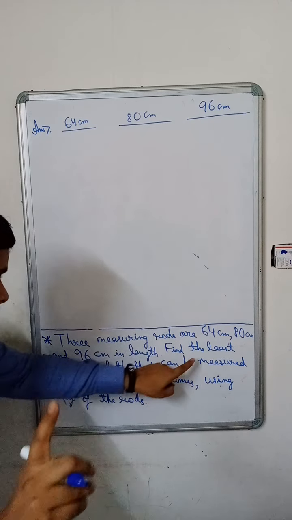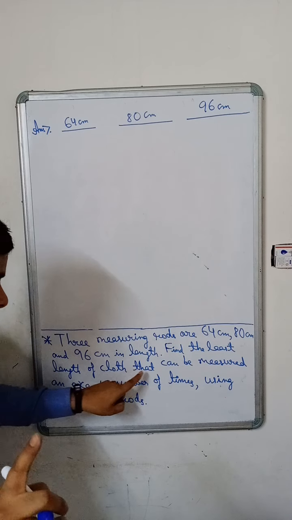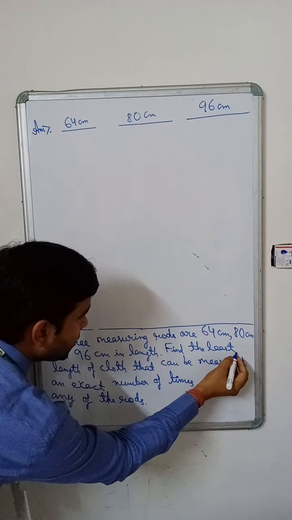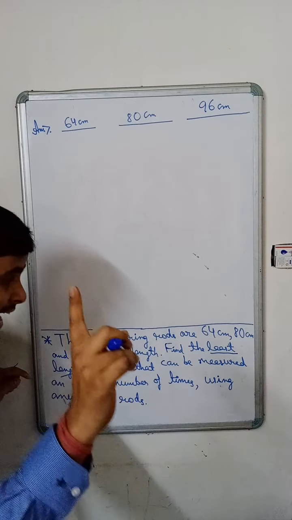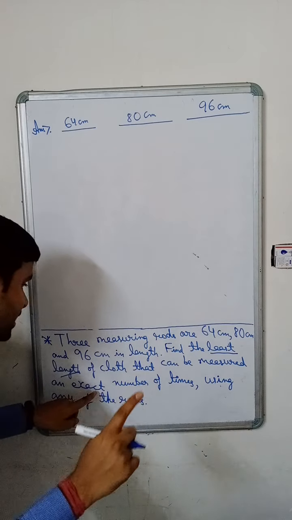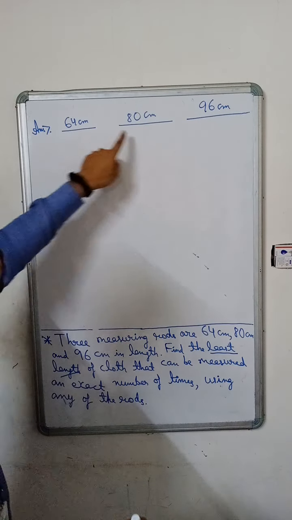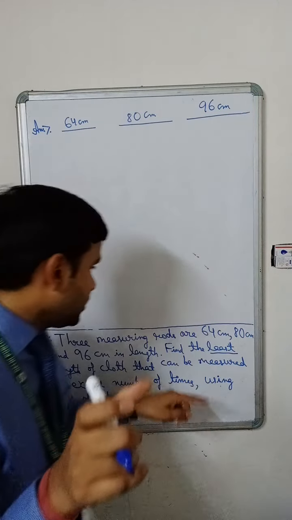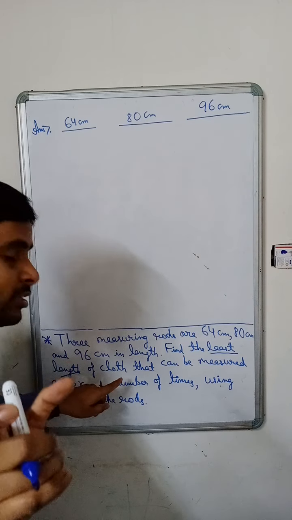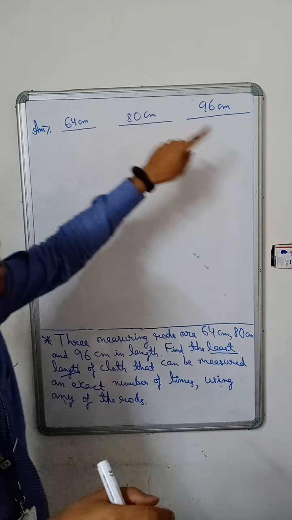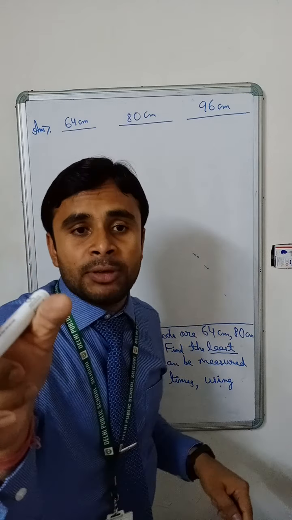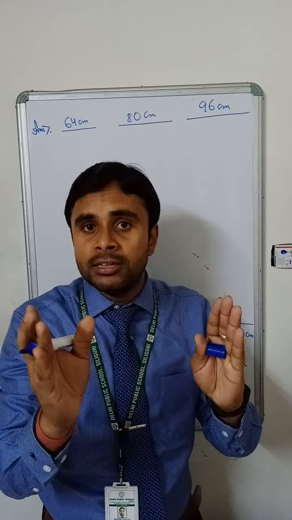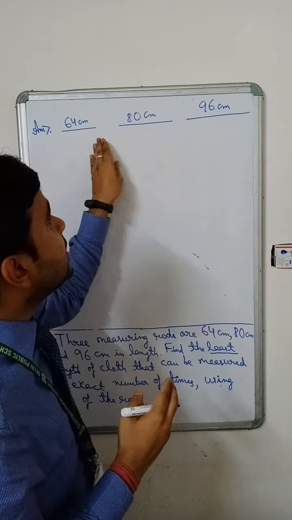Find the least length of cloth that can be measured. We have to find out the least length of that cloth which can be measured an exact number of times by using these rods. Means the question is, you have to determine the least length of the cloth that can be measured by these numbers. It means that you have to determine the LCM, because you need to determine that number which is divisible by all these three numbers.